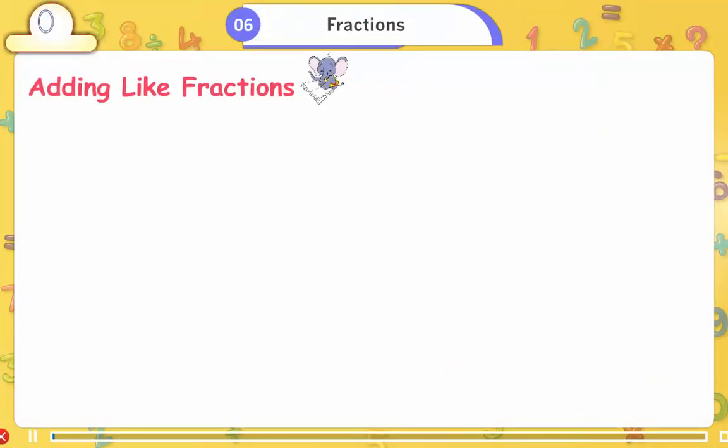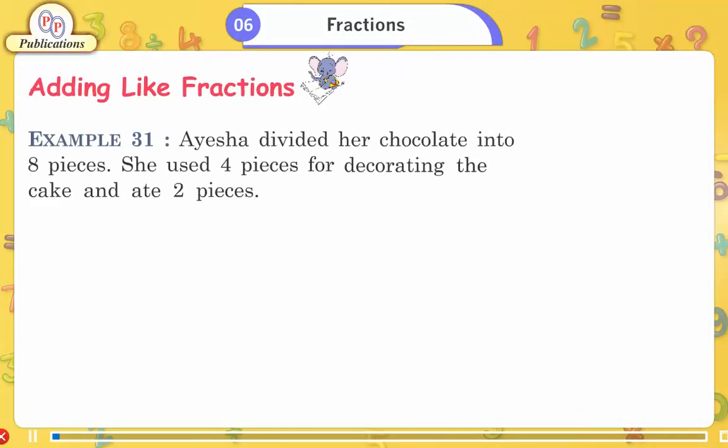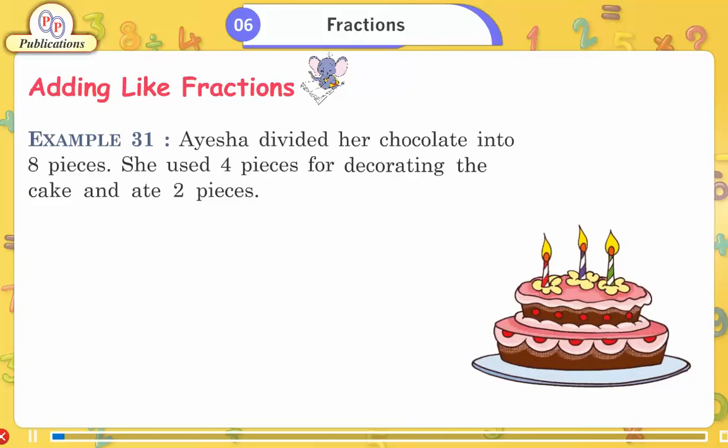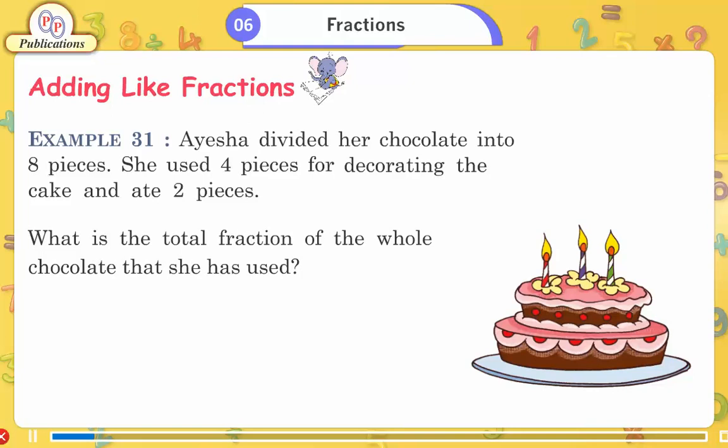Adding like fractions. Example 31. Aisha divided her chocolate into 8 pieces. She used 4 pieces for decorating the cake and ate 2 pieces. What is the total fraction of the whole chocolate that she has used?